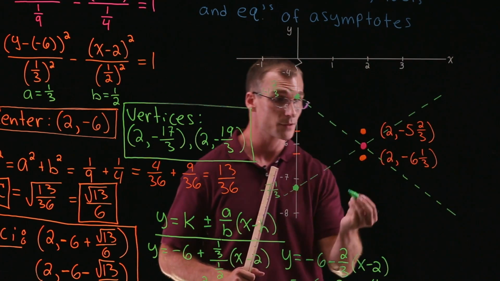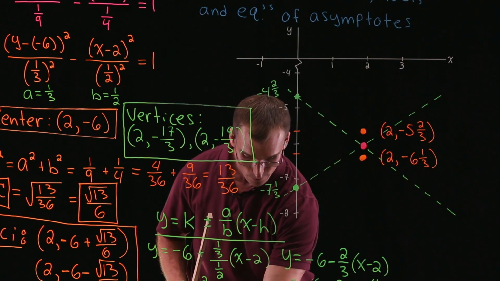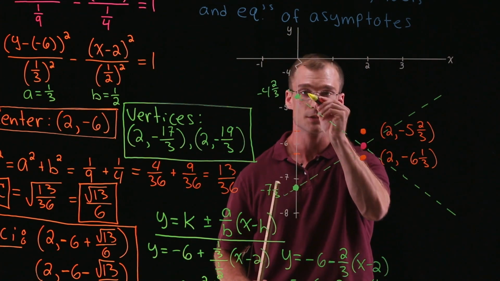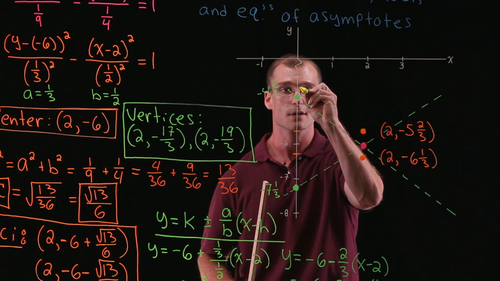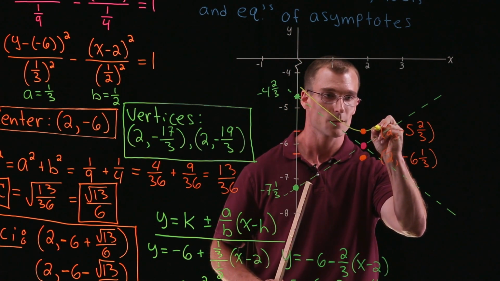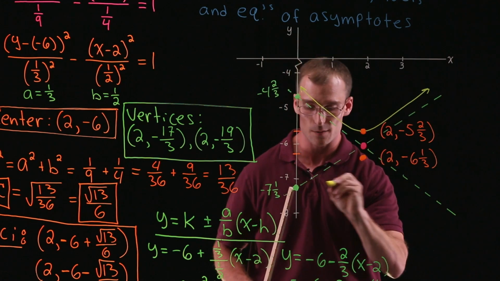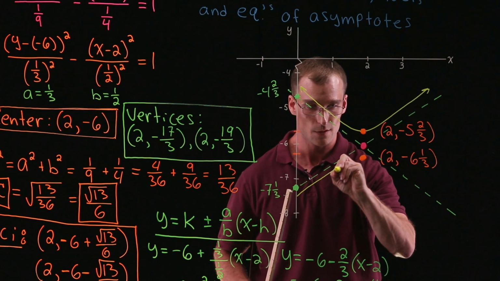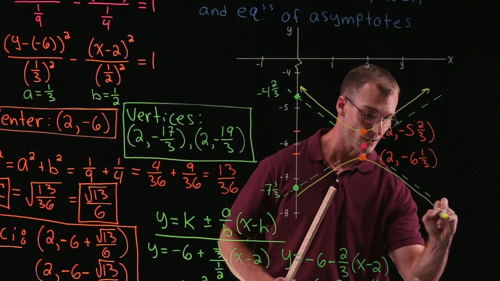Okay, so we have our asymptotes and the center point and our two vertices. So really all we have to do is know that the hyperbola is going to skate along these asymptotes going through the vertices. So the top part looks something about like this, going through our vertex, going along the asymptotes. And the bottom part, same thing, going along our asymptote, through our bottom vertex, and along the other asymptote.